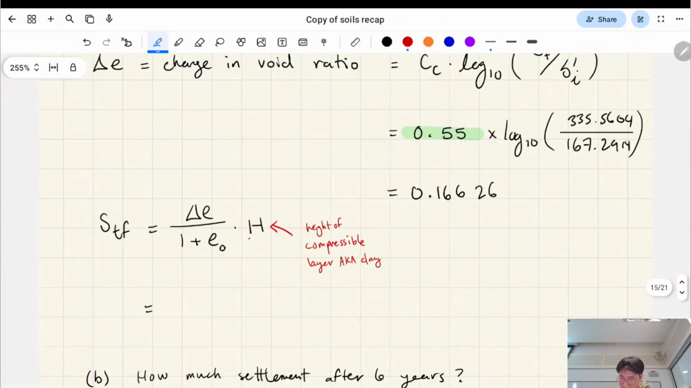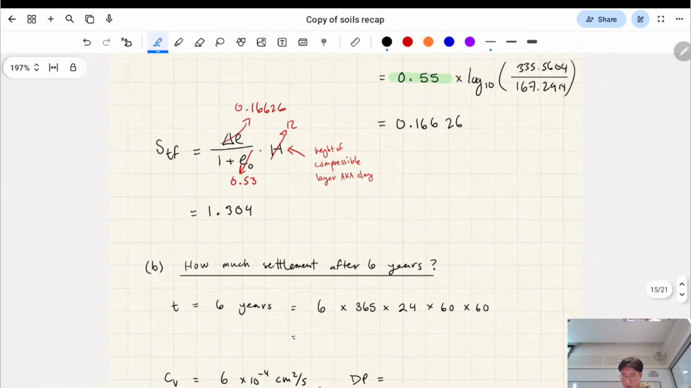So that's 12. We calculate this to be 0.16626. Calculate this to be 0.53, right? And that gives us 1.304 meters.